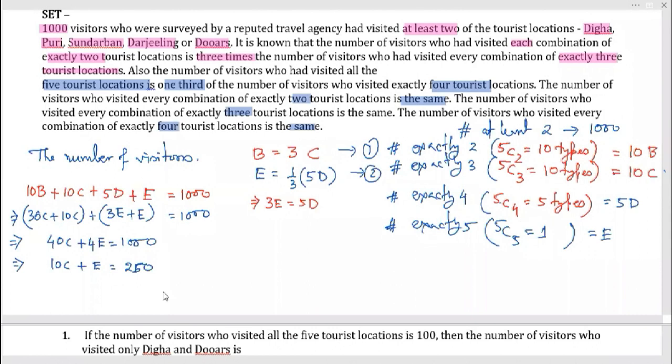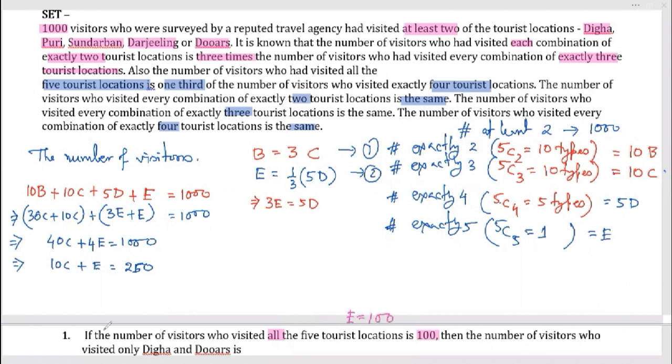Now let us get the first question, where it has mentioned that the number of visitors who visited all the 5 tourist locations is 100. So what data has it given? It is nothing but E. All tourist locations is 100. That means E is equal to 100.